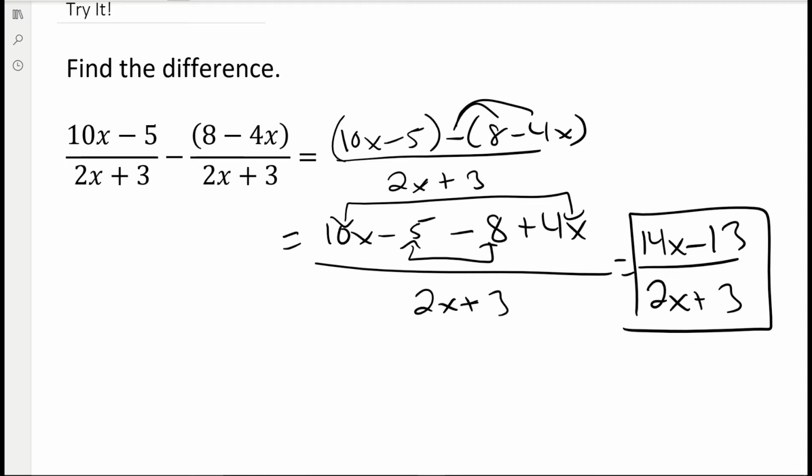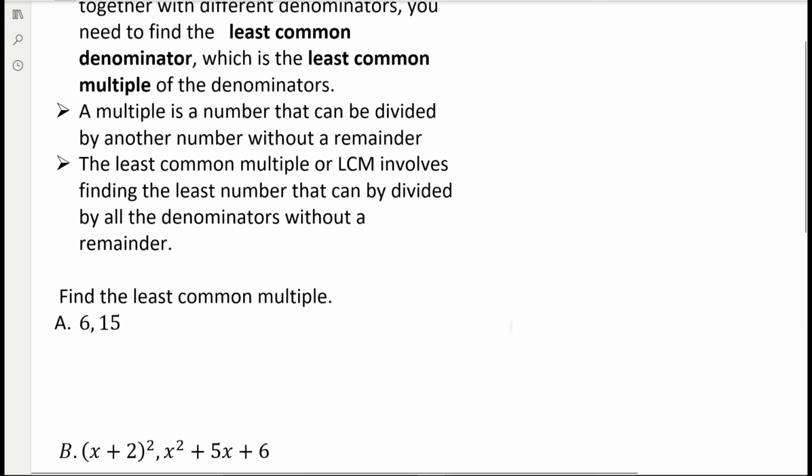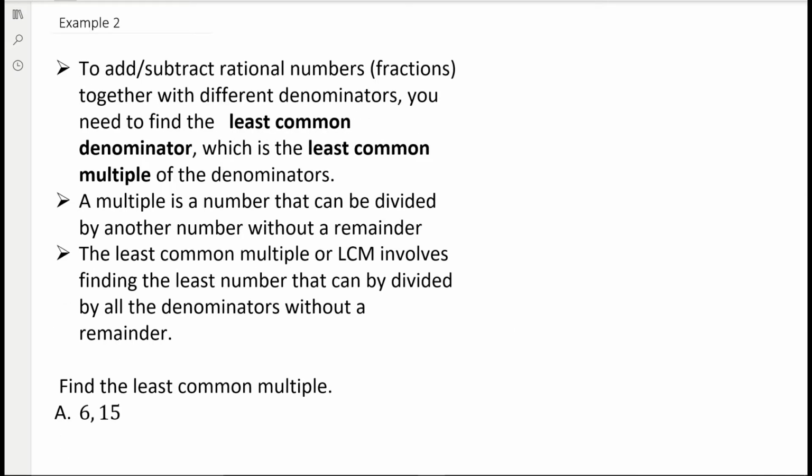All right, and that's how you combine those two. So now, if we want to add or subtract fractions together with different denominators, well, we'll need to find the least common denominator, which in this case is the least common multiple of the denominators.